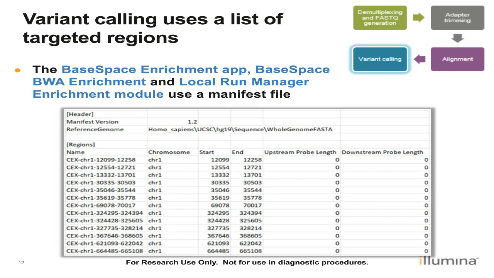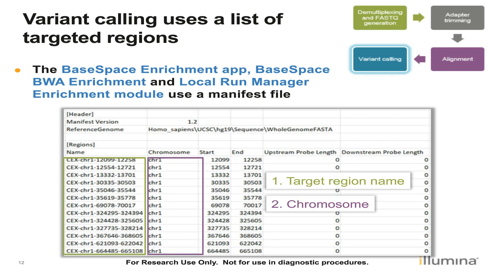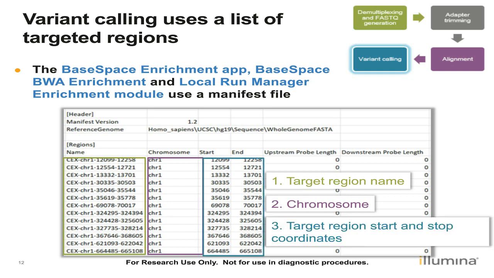So in the first column, we have our target region name, and this is just the name given to that region. And the region is defined first in the chromosome column. So here we have the chromosome or contig number, here just showing chromosome 1. And then the next two columns are the coordinates, the start and stop coordinates, or start and end coordinates for that region. So the chromosome start and end columns define the region, and then the name column gives that region a name.